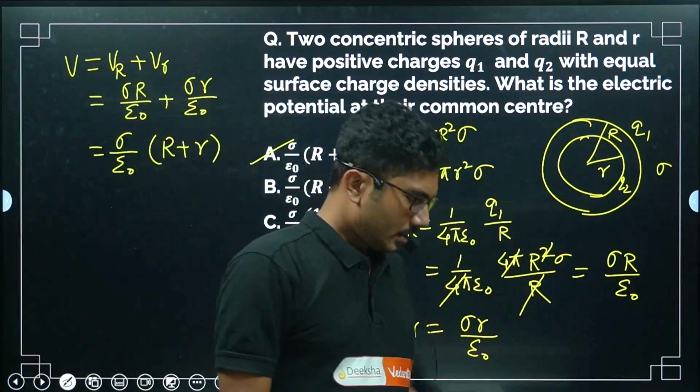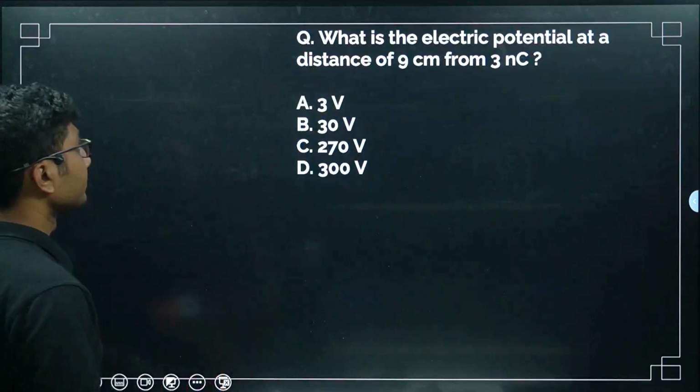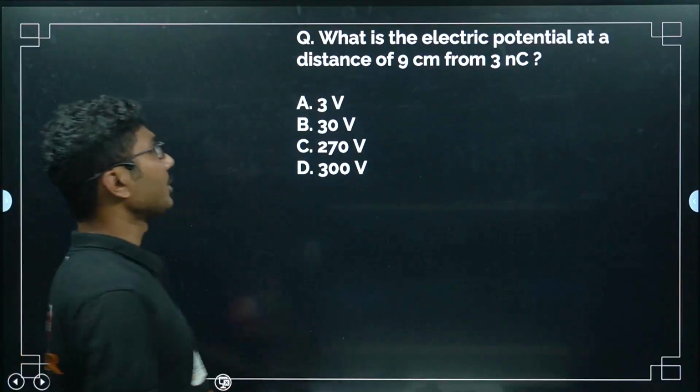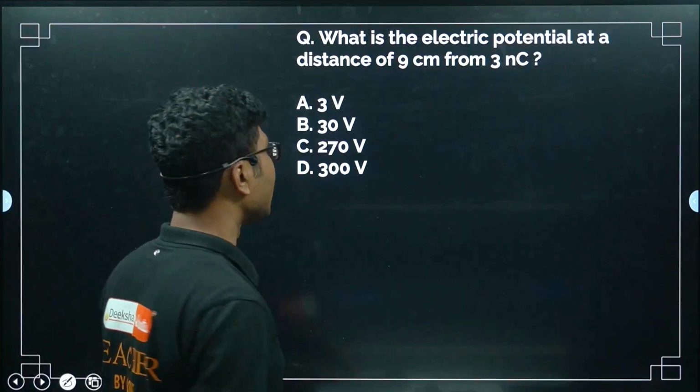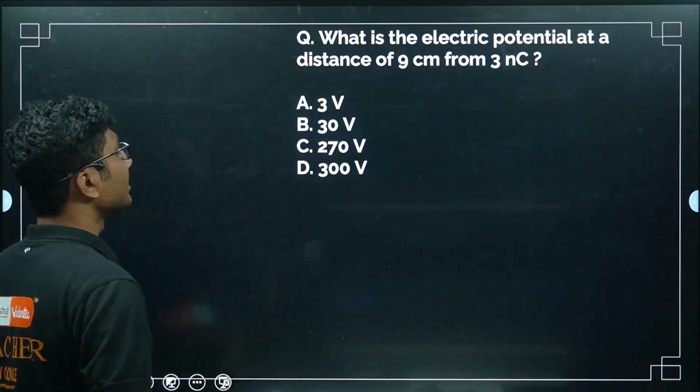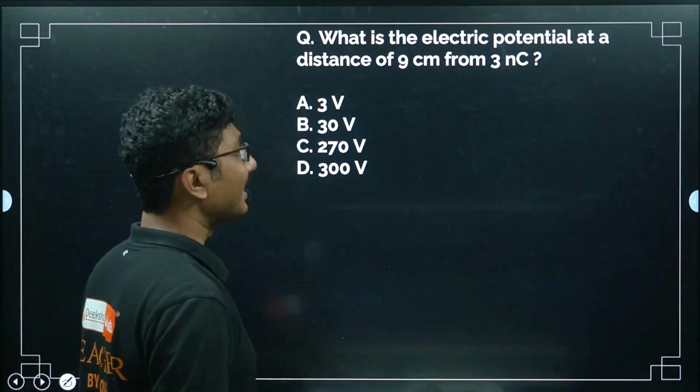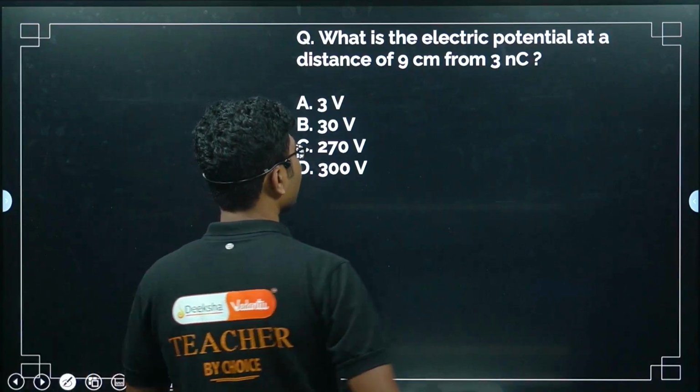Okay, now let's move on. What is the electric potential at a distance of 9 centimeters from 3 nanocoulomb? This is the simplest question I have ever seen, right? So what is the electric potential?